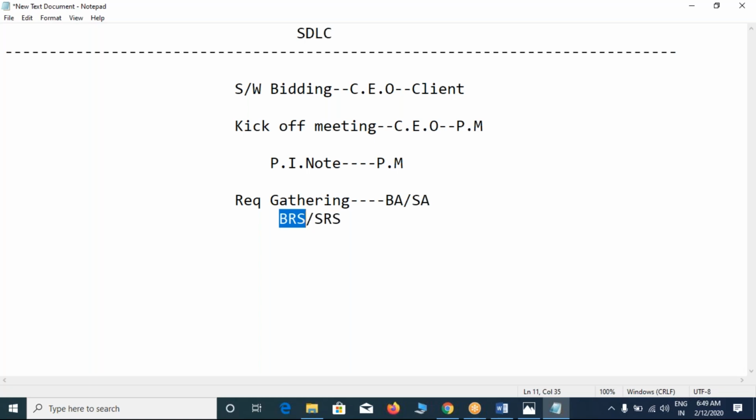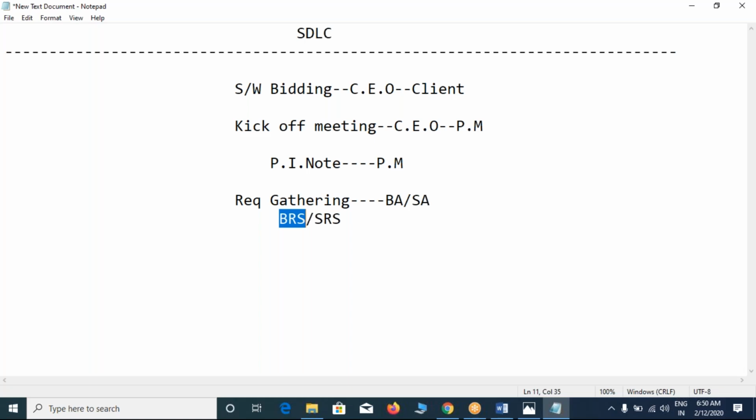BRS stands for business requirement specification. BRS stands for what? Business requirement specification. BRS contains the entire project requirement. Based on the BRS, the system analyst will design a number of SRS documents for all team members.